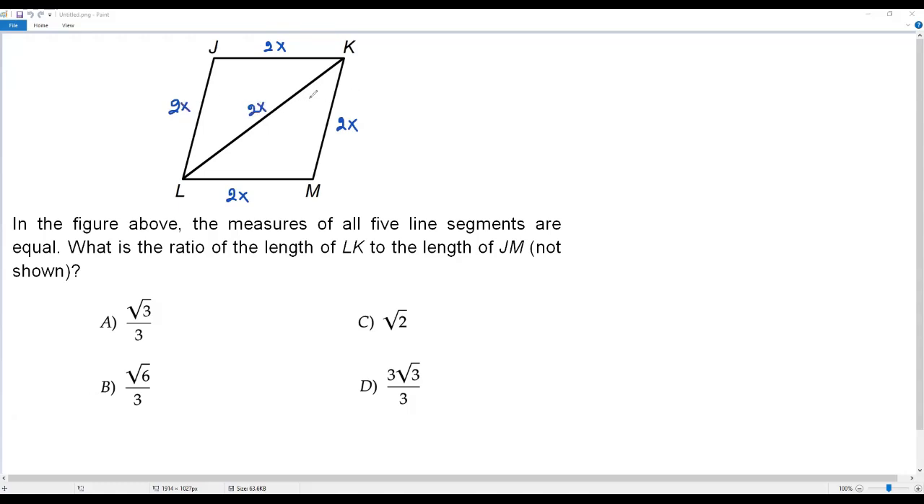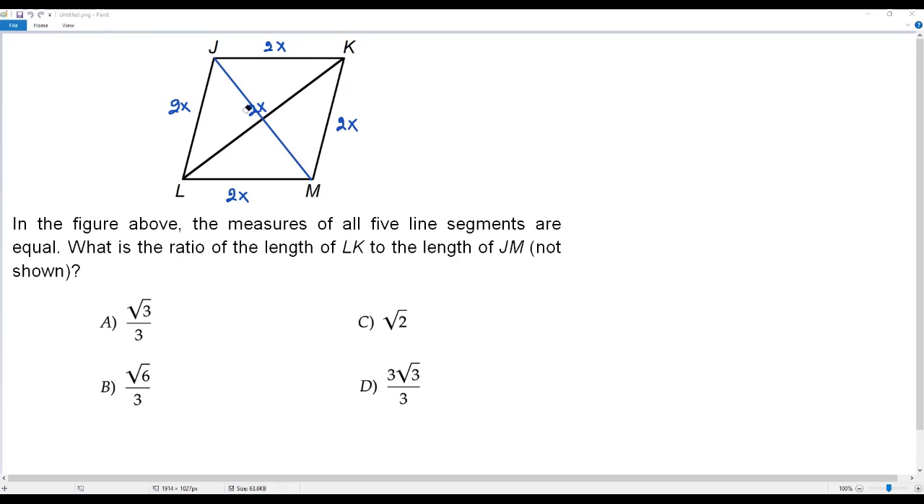Since all the 4 sides are equal in this 4-sided polygon, it is a rhombus. In a rhombus, the diagonals always bisect each other and are perpendicular to each other. So let me draw the second diagonal of the rhombus, which is JM. Already one of the diagonals is given, that is LK, and now I have drawn the second diagonal of this rhombus, JM. So the diagonals will be perpendicular to each other, and also they will bisect each other.